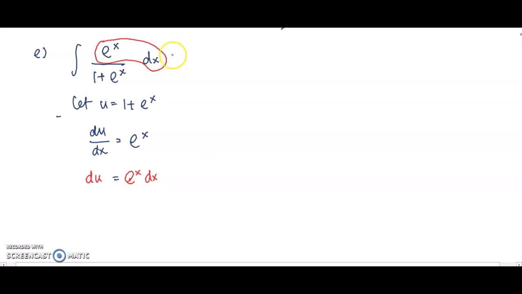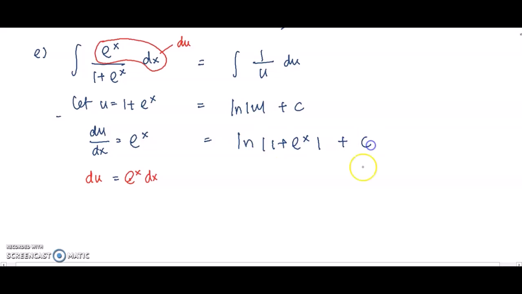Then now my question will become 1 over u, because 1 over 1 plus e^x is replaced by 1 over u, and the e^x dx is going to be du. Then we integrate 1 over u with respect to u, you get log u plus constant c. And the u needs to be replaced back by 1 plus e^x, plus c. All right, this is the answer. And bear in mind that this is not a rational function, because for a rational function, both numerator and denominator have to be polynomials.